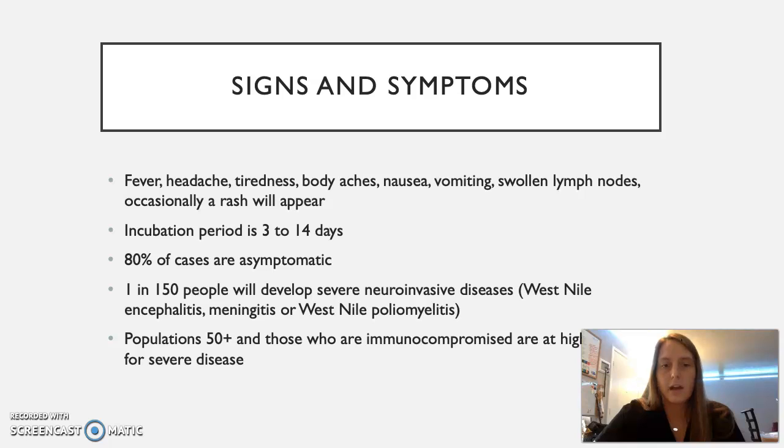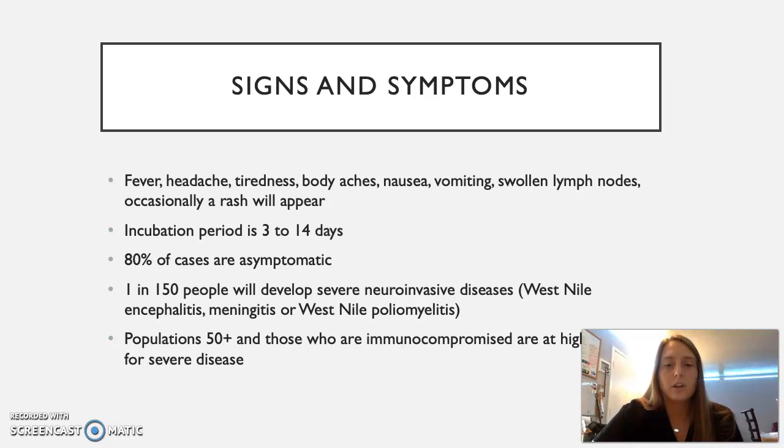80% of cases are asymptomatic, so a large portion of people aren't even going to know that they have the virus. Since you can't really contract it from person to person, it's not necessarily a bad thing that it's asymptomatic in 80% of the population, because that means they don't suffer the effects of the disease, and they're not typically spreading it to other people. About 1 in 150 people will develop a severe neuroinvasive disease, which could be West Nile encephalitis, meningitis, or West Nile poliomyelitis.